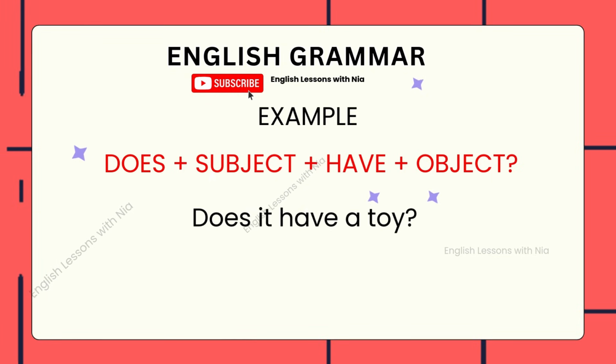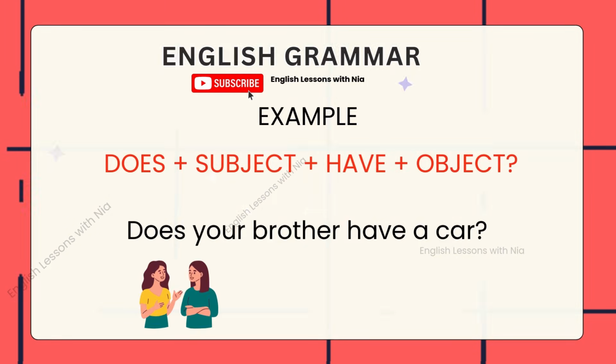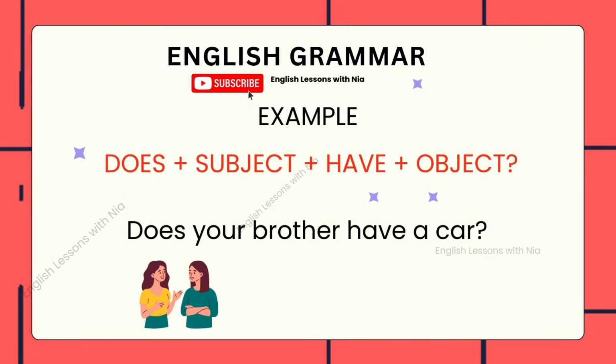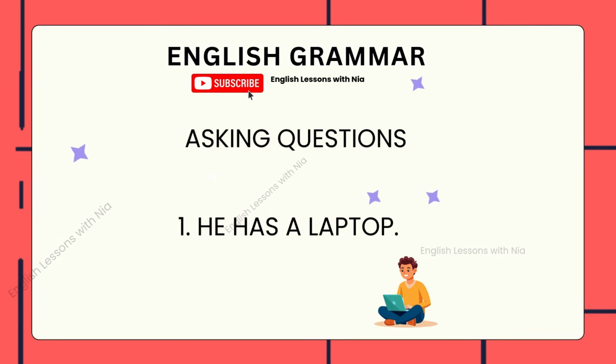Does it have a toy? The subject can also be a noun, not just pronouns. So it can be, does the dog have a toy? Does your brother have a car? Does he have a car? Hope this is making sense to you.